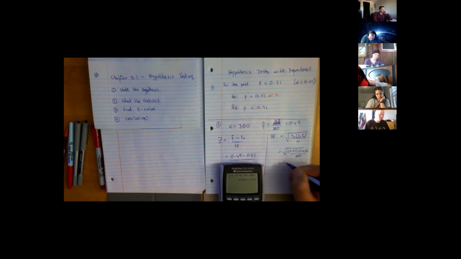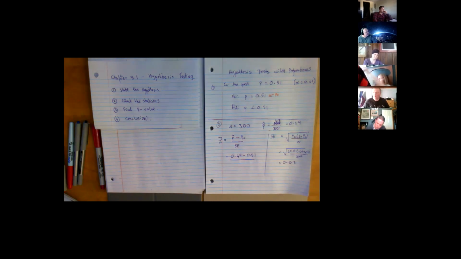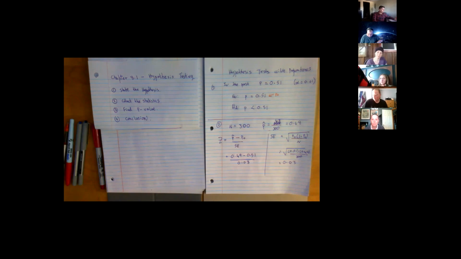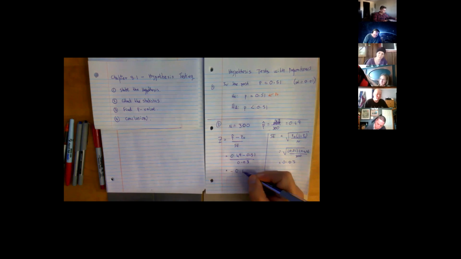And the answer I have is 0.0, let's just call it 3. I want to make my calculations easy to do. It's 0.0288 or something, right? So that means in here it's going to go 0.03. And that comes out, let's see what that comes out to be, 0.49 take away 0.51, and then I'm going to divide that by 0.03, and I now have negative 0.667.